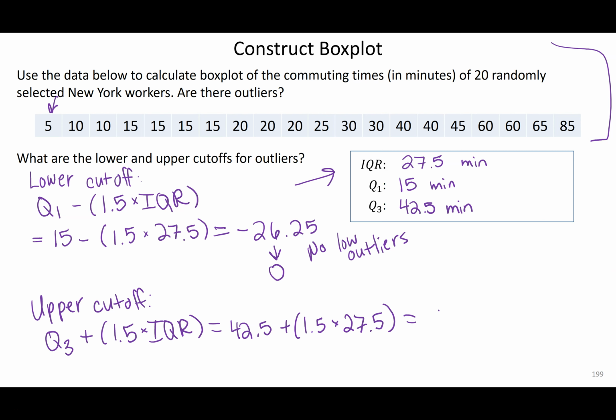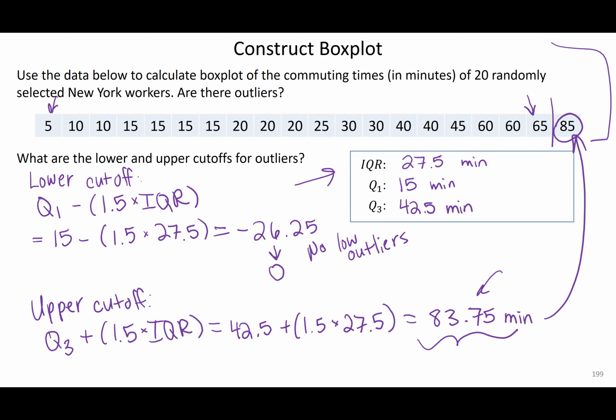Get something like 83.75 minutes. So what this is saying is if I have any commute times above 83.75 minutes, they're going to be an outlier on the high end. So looking here, yes, I do have a high outlier. I have one time of 85 minutes, so that value is higher than this cutoff, so it will be an outlier on the high end.